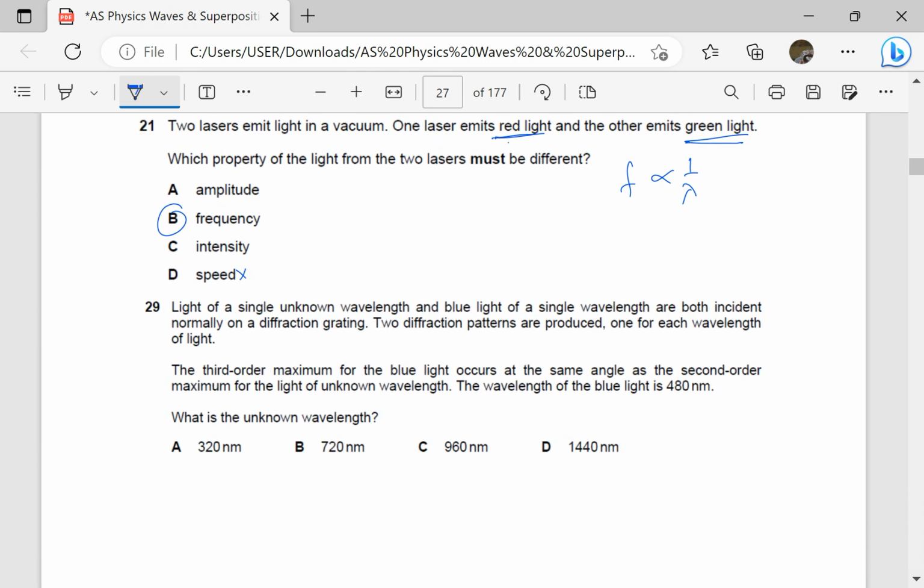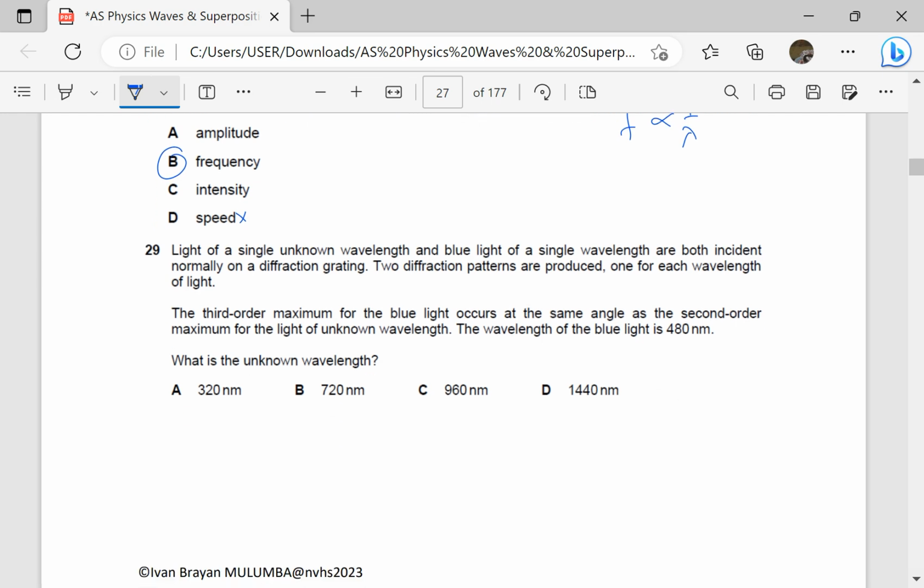Light of a single unknown wavelength and blue light of a single wavelength are both incident normally on a diffraction grating. Two diffraction patterns are produced, one of each wavelength of light. The third order maximum for the blue light occurs at the same angle as the second order maximum for the light of unknown wavelength. The wavelength of the blue light is that one. What is the unknown wavelength?